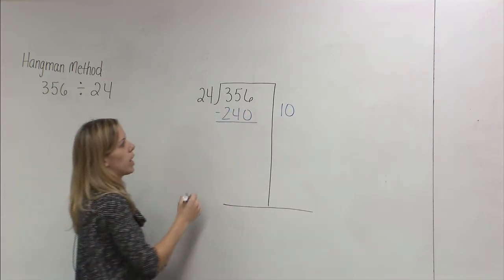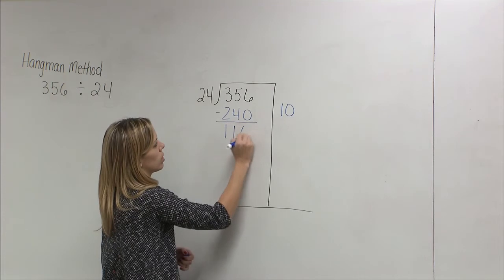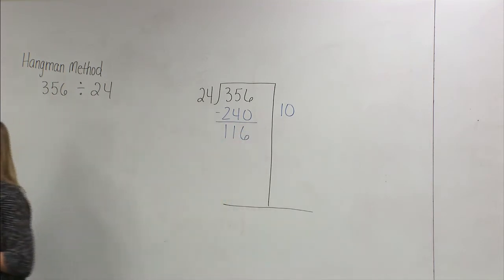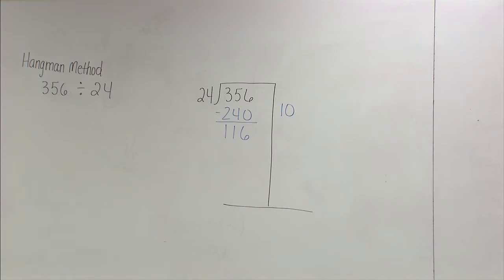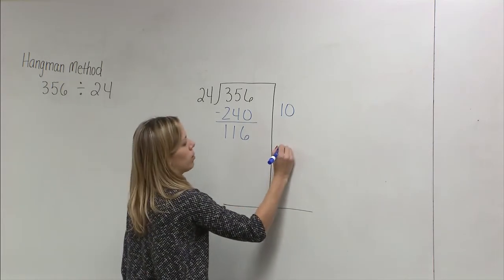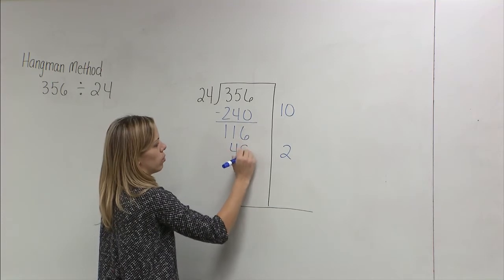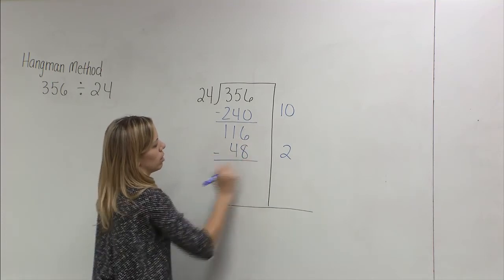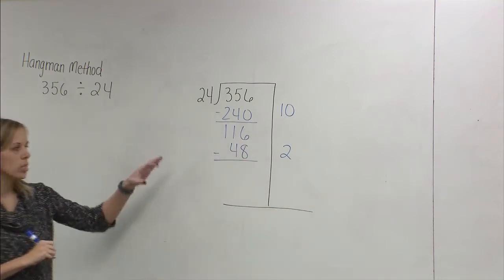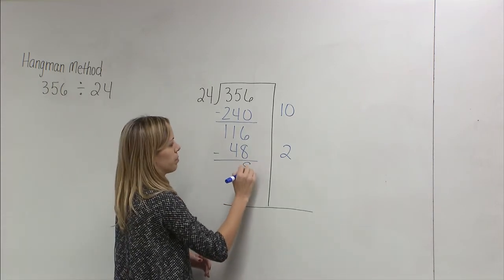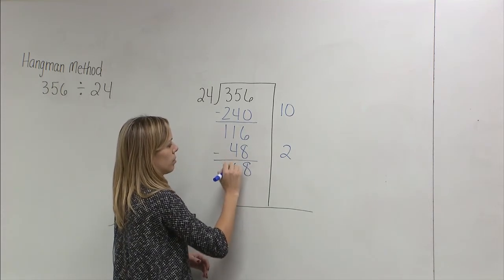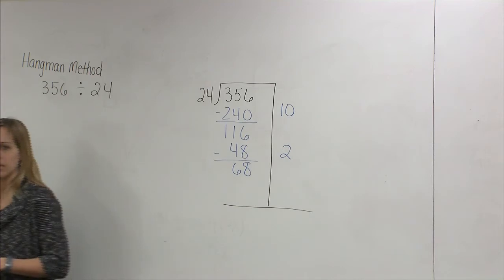And so when I subtract those, I have 116. Okay, I don't know how many times 24 goes into 116, but I'm guessing, I know it's more than 1, so I'll just say 2. I'll say 2 and I'll see what happens. So I'm going to multiply 24 by 2, and that's going to give me 48. And then we'll just subtract those. And that gives me 68.